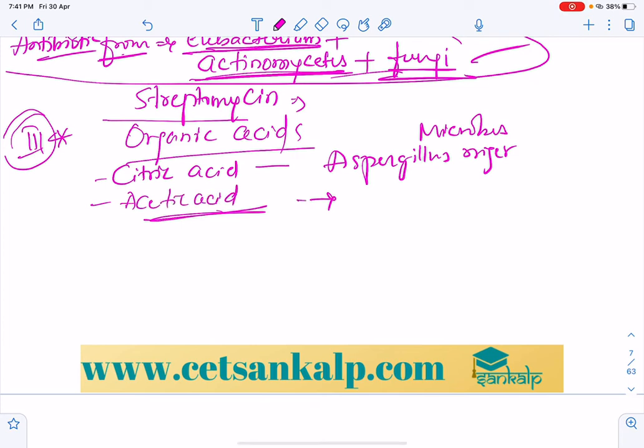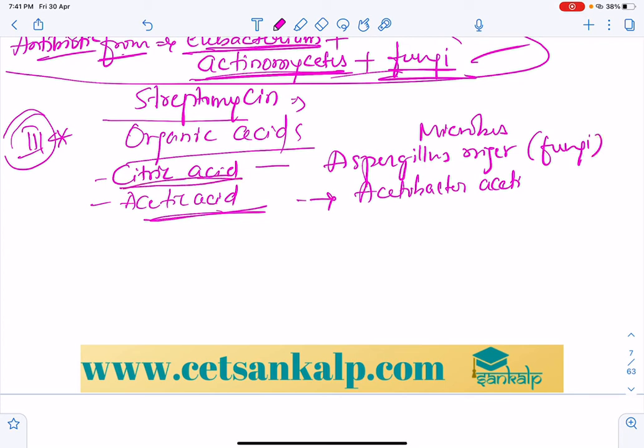Acetic acid is obtained using Acetobacter aceti. Here you should keep in mind that this is fungi. They may ask whether citric acid is obtained using bacteria or fungi. That is Aspergillus. The name itself gives it away, Aspergillus belongs to fungi. Acetobacter aceti, that is a bacterium.